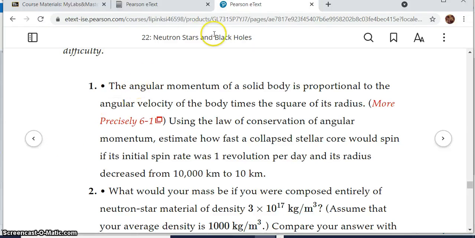All right, so this is chapter 22, neutron stars and black holes. These are the problems that we're going to do. We're not doing all of them. Let's start with the first one.